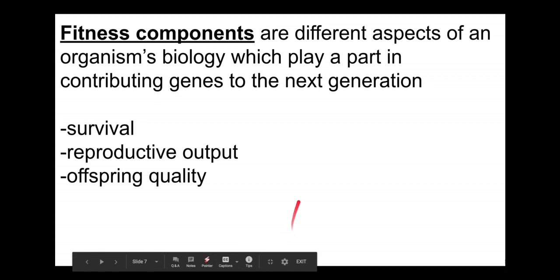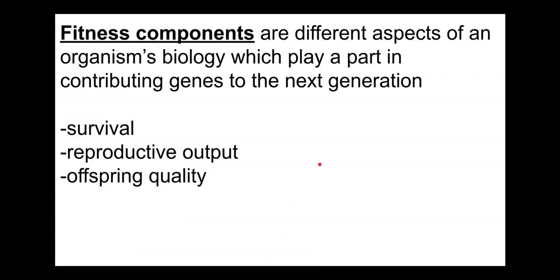For plants, we often use things as fitness components like plant size, number of flowers, number of seeds produced. Ideally, though, if you're studying a plant, you would follow all those seeds until they germinate, until they grow into plants themselves, if you really wanted to know whether the genes in the plants travel into the future.